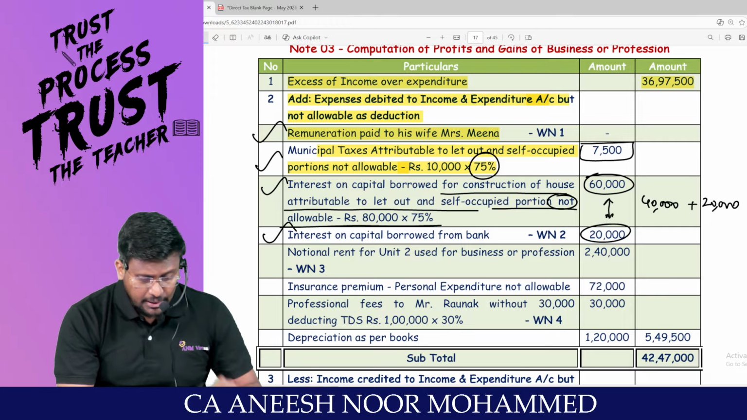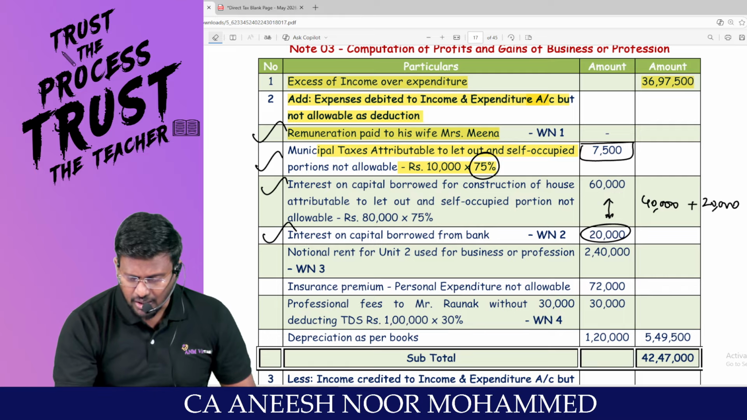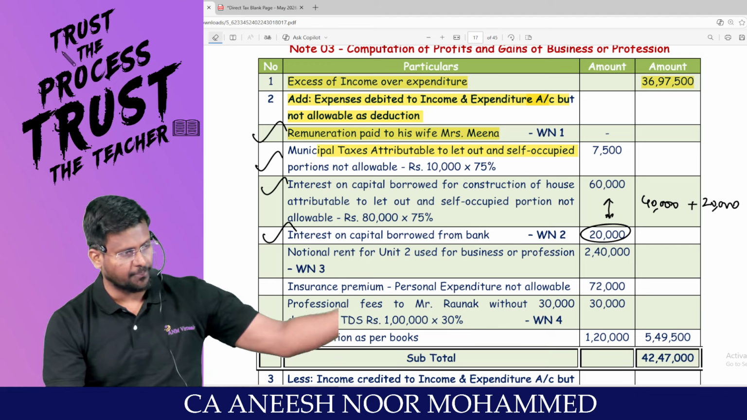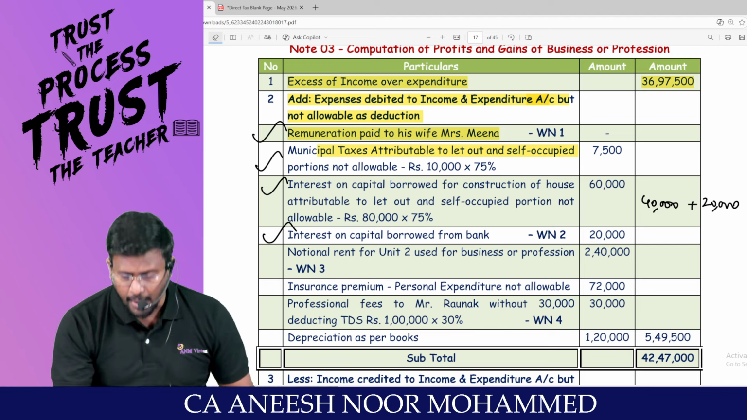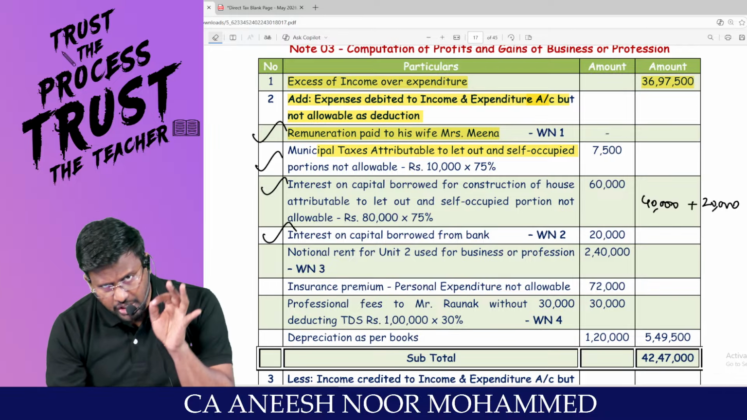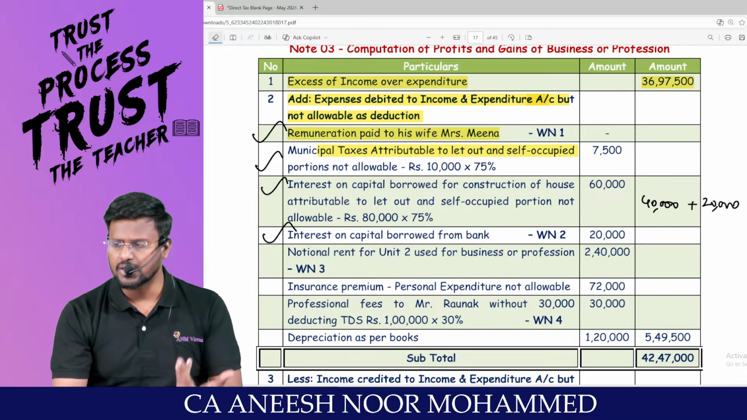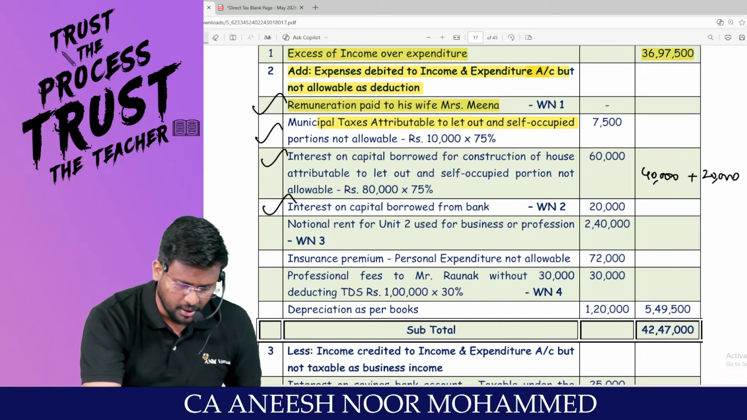Because 60,000 why I am adding back? Because it's attributable to other heads of income. Sir, 20,000 why I am adding back? It is because of PGBP only. But 43B provisions has not been satisfied. Are you all really with me?